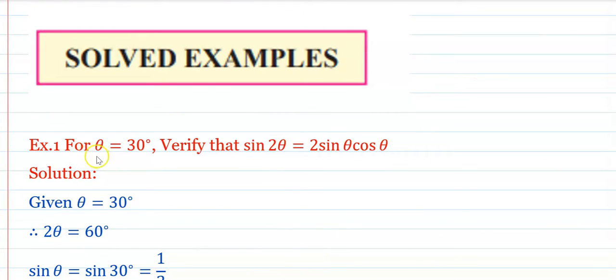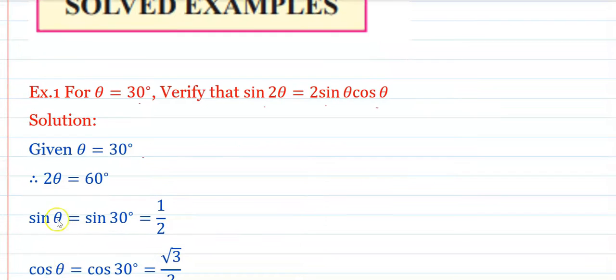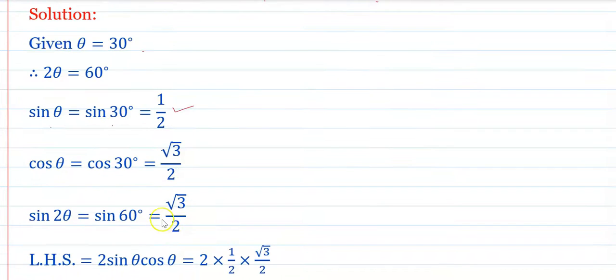Now the solved example. For theta equals 30, verify sin of 2 times theta is equal to 2 sin theta into cos theta. It is a very simple problem. Theta is equal to 30. Therefore 2 times theta is 60. Sin theta is equal to sin 30, which is 1 upon 2. We know the value. Next, cos theta is equal to cos 30, which is root 3 by 2. Sin of 2 times theta means what? Sin 60, and that is equal to root 3 by 2.